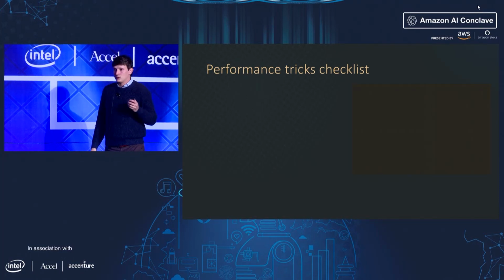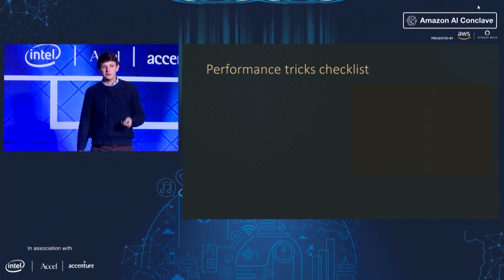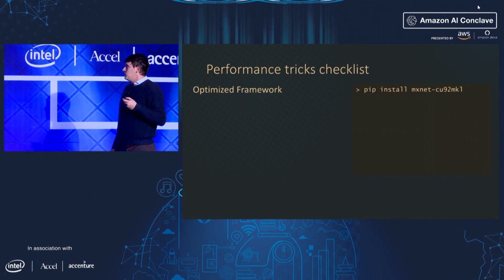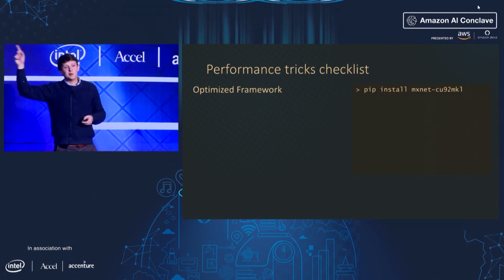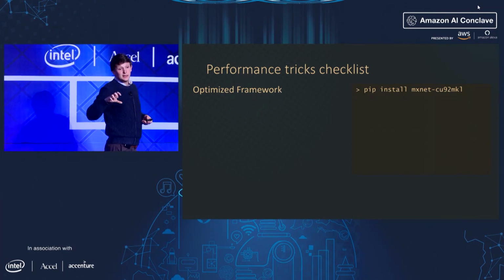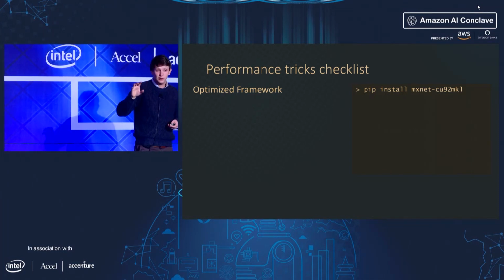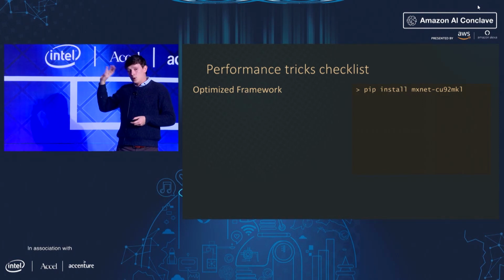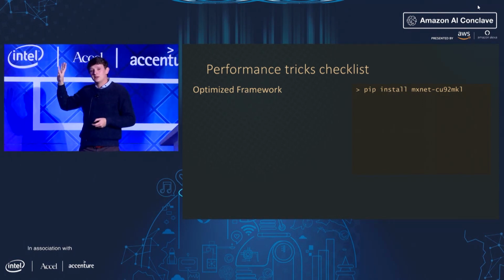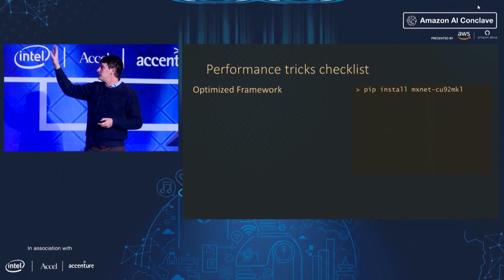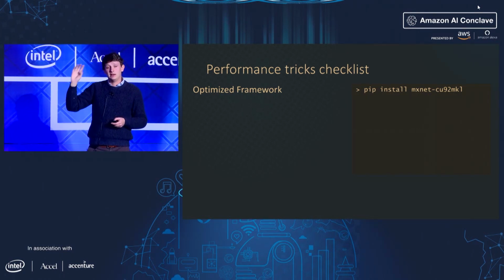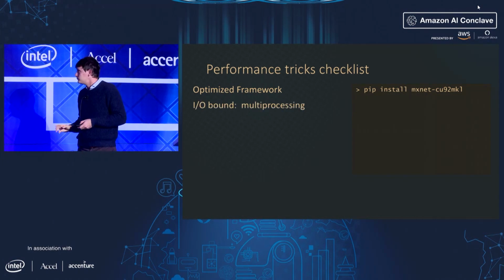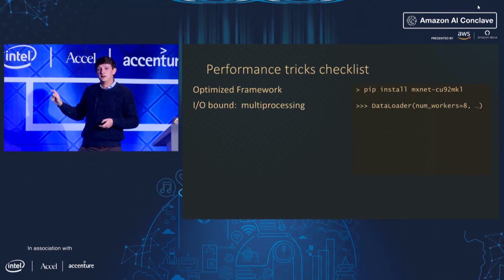So let's go through this checklist, the different ideas I covered. You use the optimized framework. So here also it echoes a little bit to what we said this morning about AWS providing optimized TensorFlow binaries. Well, that's true, but especially for MXNet. So MXNet, we build the MXNet release that we do on PIP. They're optimized for AWS EC2 instances.